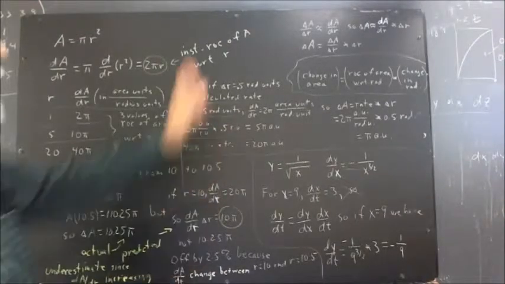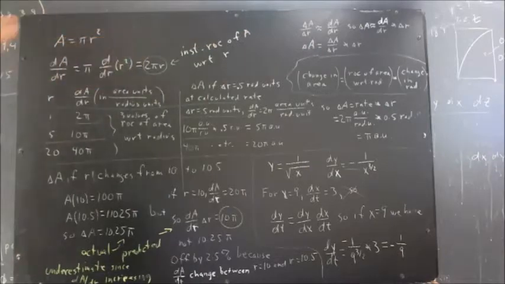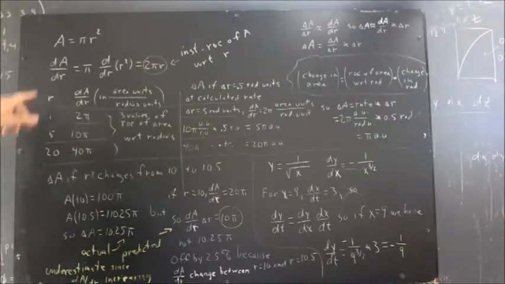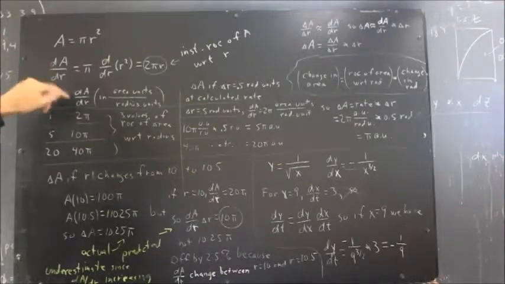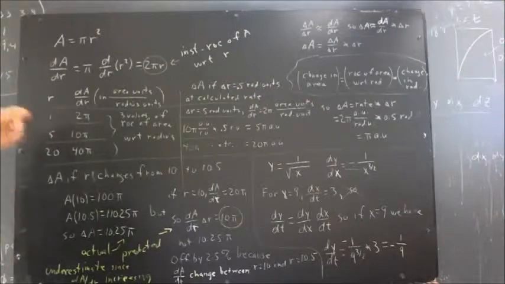Now, you're not asked to use this in the problem. The problem simply says, find the derivative of A with respect to r, or the instantaneous rate of change of A with respect to r. We've done that. It's 2 pi r. Now, if we make a table, r values 1, 5, and 20, we're asked to find dA/dr for each of these values of r. And that's very easily done.